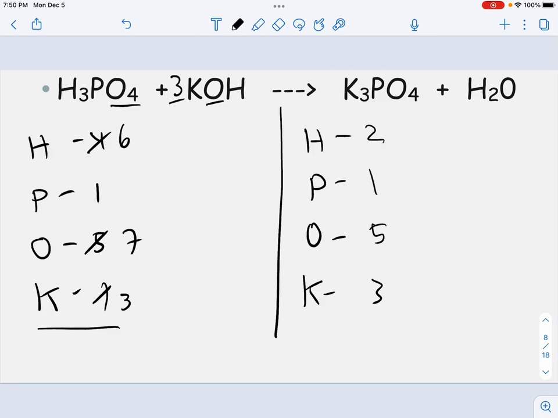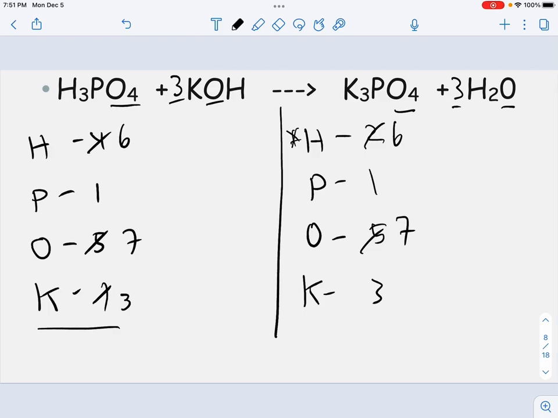All right, so potassium K balances out. Phosphorus balances out. But now we need to look at hydrogen and oxygen. If you look at the product side, we've got 2 hydrogens and we want to get to 6. So what can we do? We're going to add a 3 in front of H2O. And by doing that, we now have 6 hydrogens and we have 3 oxygens here. We're going to add them to the 4. So we're going to get 7.